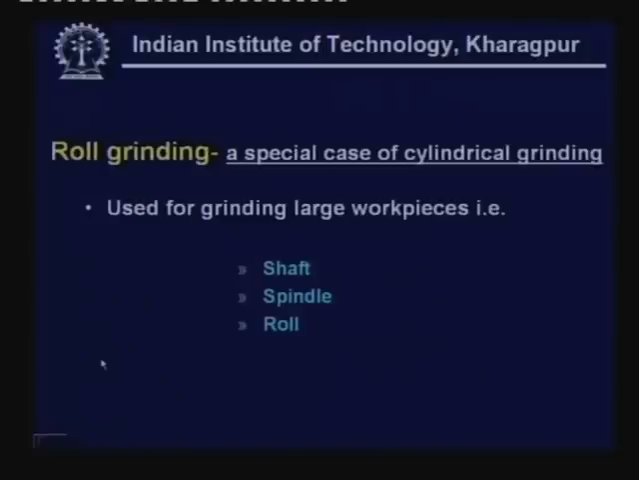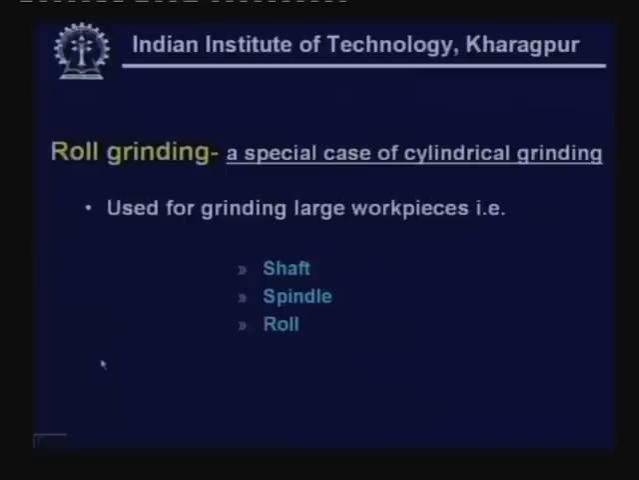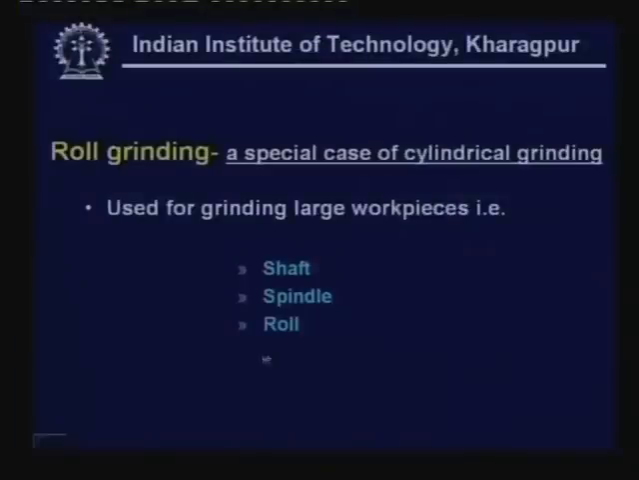Now, as an extension of this cylindrical grinding, we also have roll grinding machines. These roll grinding machines are quite large in size. These are used mainly to handle large workpieces like shafts, spindles and rolls, which are used in rolling mills. After machining in a roll turning lathe, it needs further processing to achieve improved accuracy and finish, and that can be effectively accomplished in this roll grinding machine.